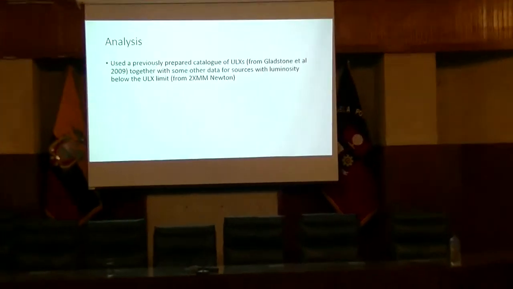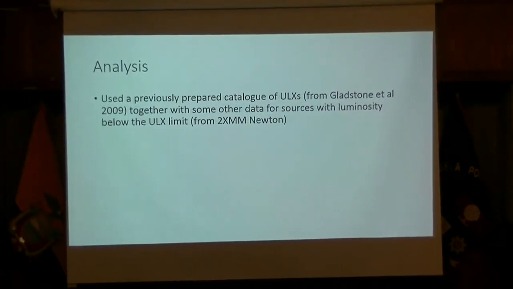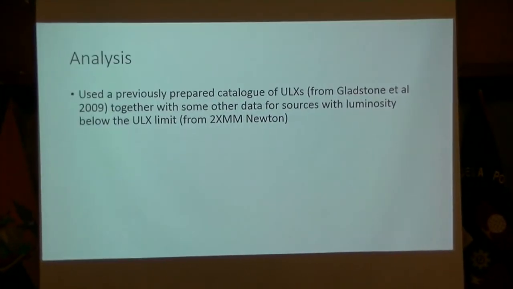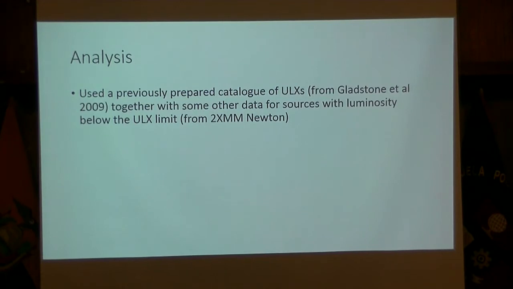I used a previously prepared catalogue of these sources from a paper from Gladstone et al. written in 2009, together with some other data for sources with luminosities below the ULX limit, to be sure that we are looking at systems that are accreting sub-Eddington, below the Eddington limit, as well.